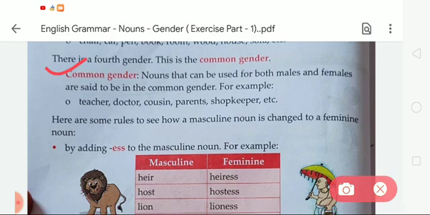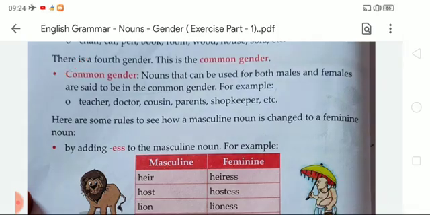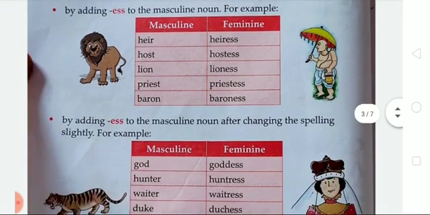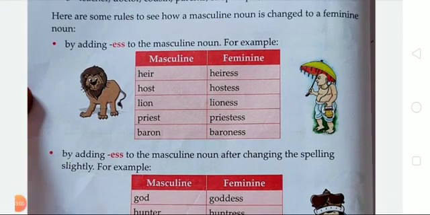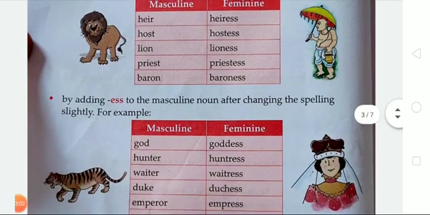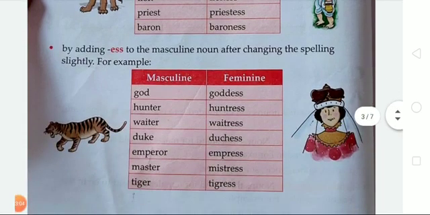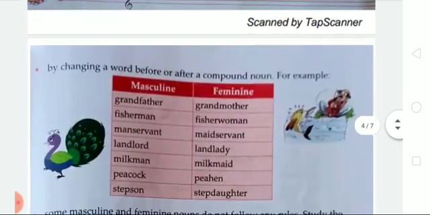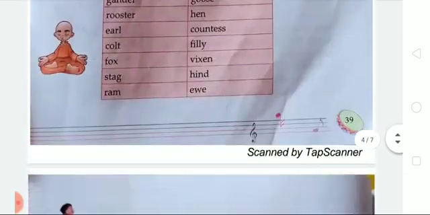Okay students, we have already learned how we can change a masculine noun into feminine by adding -ess. Here are some examples that we have already learned, and I have already given you the homework that you must learn these given masculine and feminine words. Now in today's video I'm going to explain the exercises of this chapter.